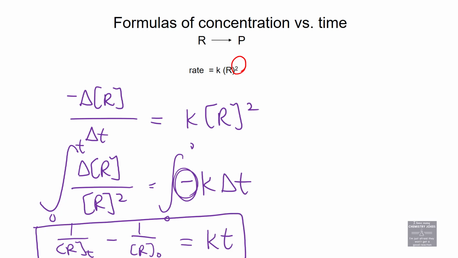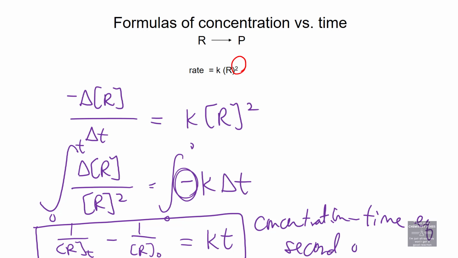This is known as the concentration time equation for a second order reaction. Sometimes these are also called the integrated rate laws. Wonder why they might call them the integrated rate laws? Because I started with a rate law and I integrated it to get me here. It's often written in this formula, in the square down there.